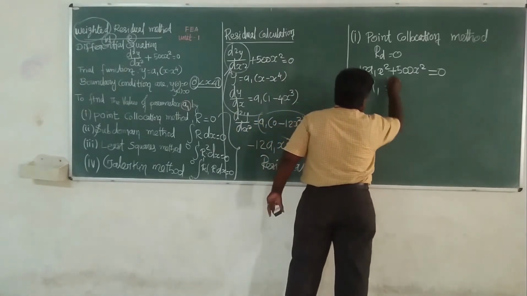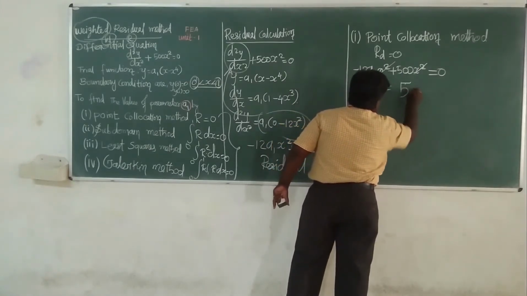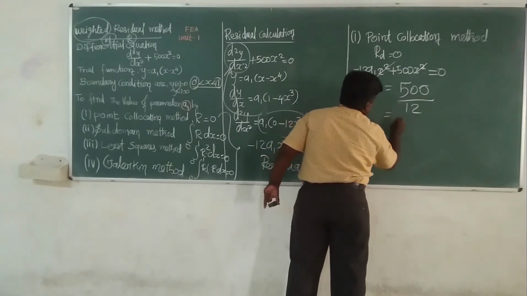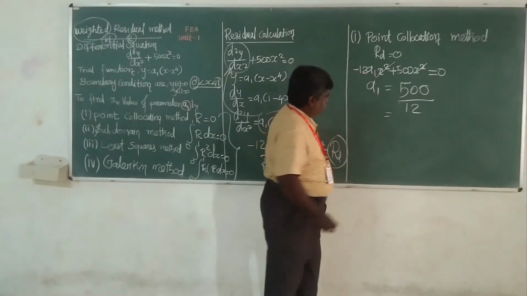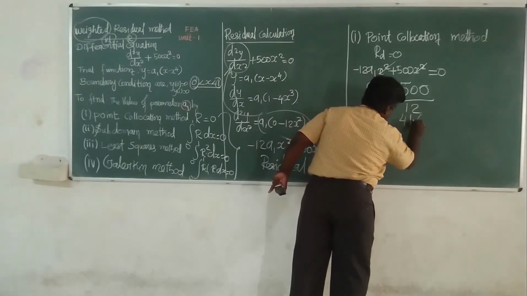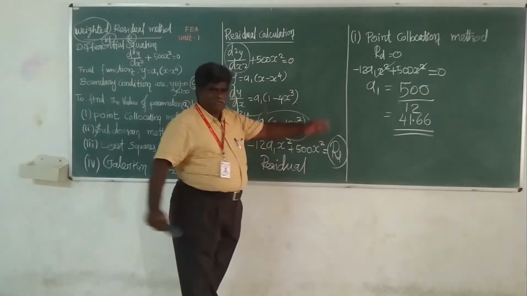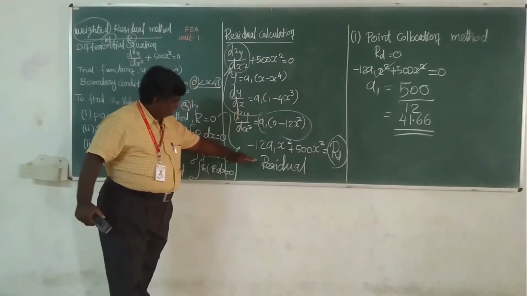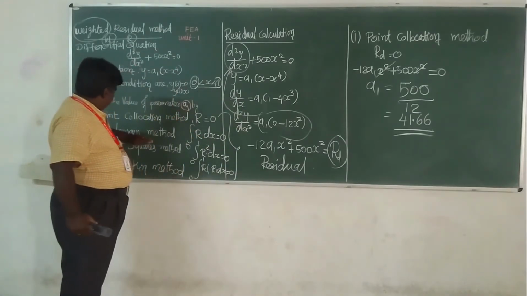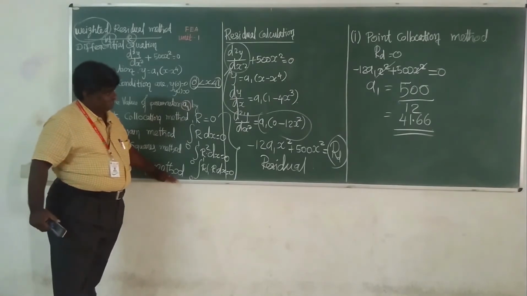The common term can be eliminated, so a1 = 500 divided by 12. Using the calculator, 500 divided by 12 gives 41.66. Similarly, based on this residual function, we calculate a1 using the subdomain method, least square method and Galerkin method.